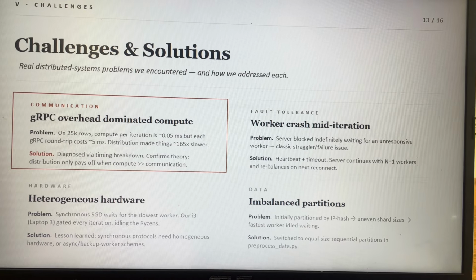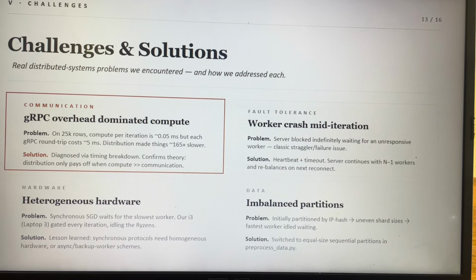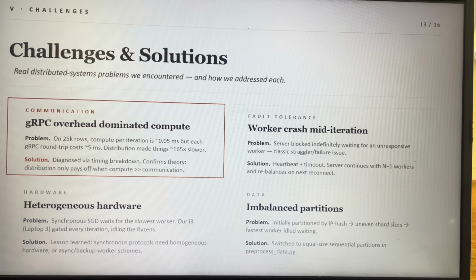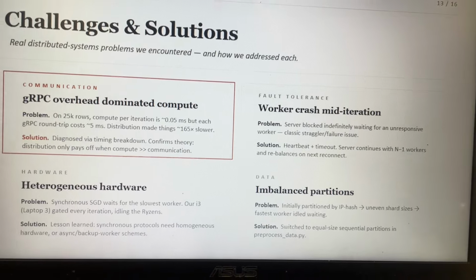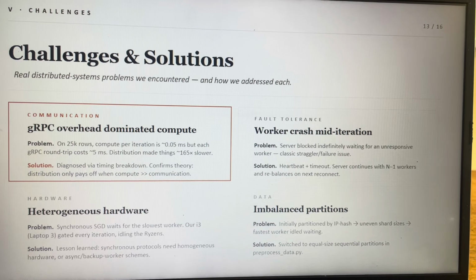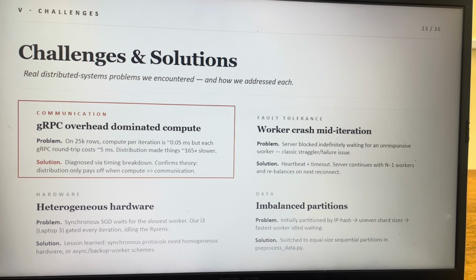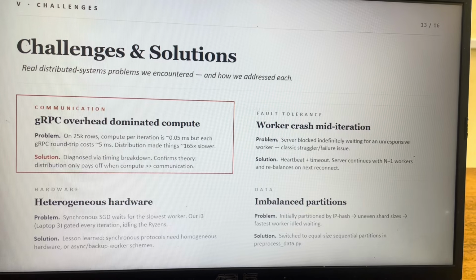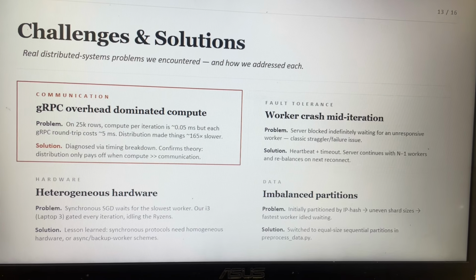Now we check the heterogeneous hardware part. The problem is that synchronous SGD waits for the slowest worker. Our i3 laptop gated every iteration, idling the Ryzens. The lesson learned is that synchronous protocols need homogeneous hardware, and/or async or backup worker schemes.